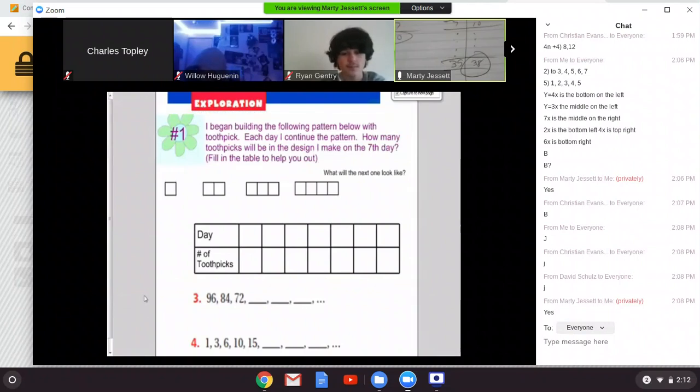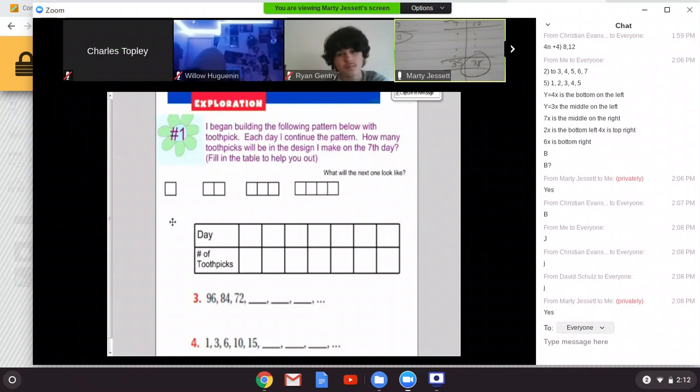All right, let's go ahead and try a little exploration here. Here's our problem. I began building the following pattern below with toothpicks. Each day I continue the pattern. How many toothpicks will be in the design I make on the 7th day? We're going to fill in a table to help us figure this out.